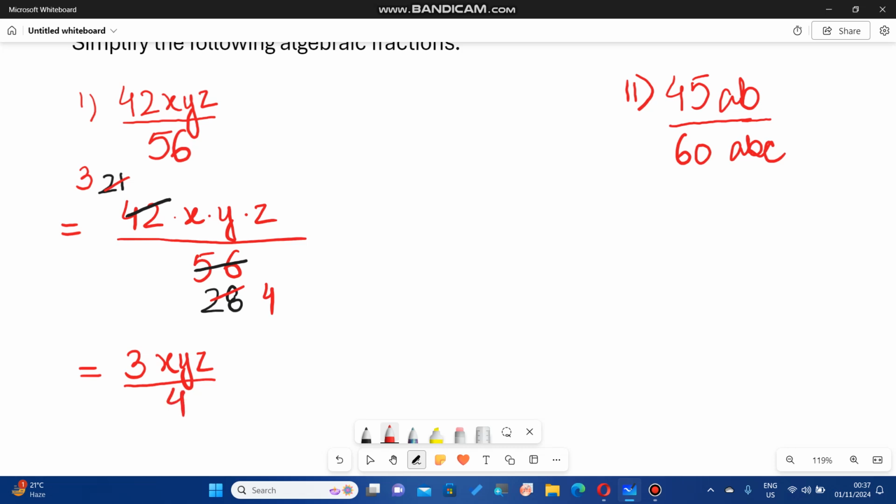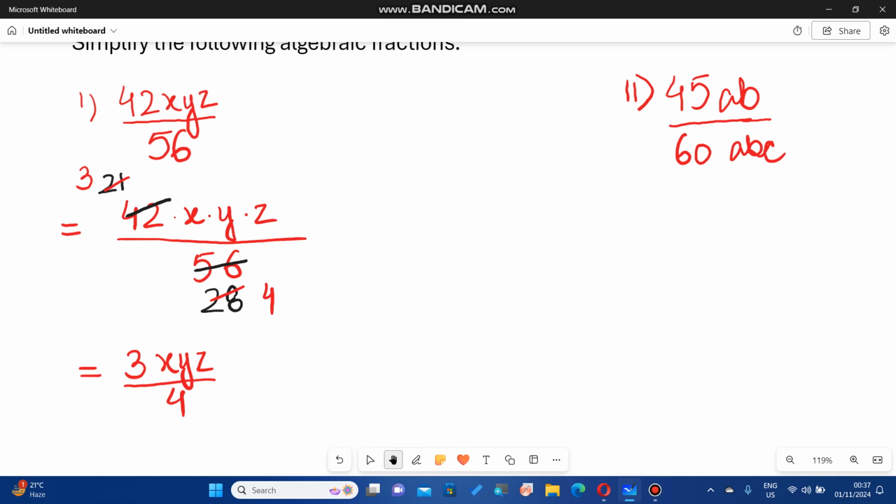So what did we have? We had 42xyz divided by 56. We cannot cancel out the variables because the variables are not present in the denominator. What can we cancel? We can cancel the number 42 by 56. We cancel out 42 and 56. We got 3xyz in the numerator divided by 4.